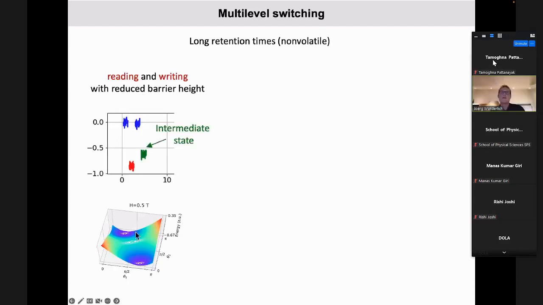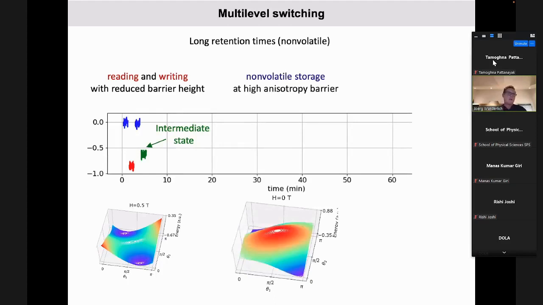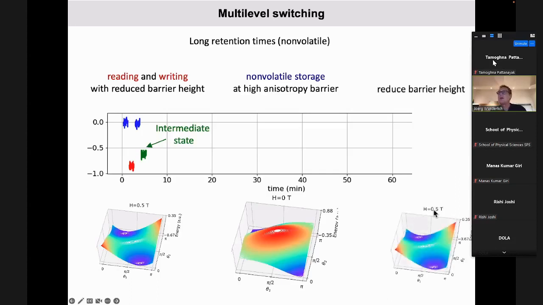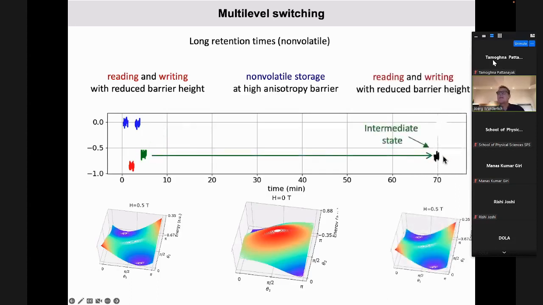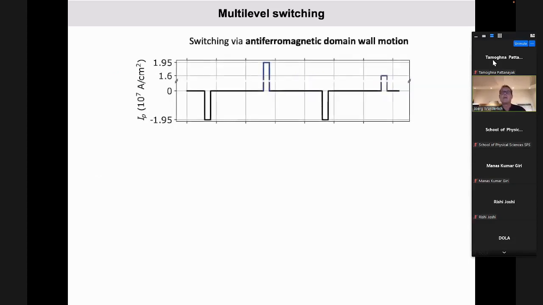This is done by a reduced barrier height. Then we switch off our in-plane magnetic field. We go drink a coffee, wait an hour, and start measuring it again at a reduced barrier height. And what we find is exactly the same state, having survived for 1 hour in this case. And as a reference, again, we switch to the 2 fully polarized states. So yes, you can have in principle a non-volatile memristor type of device.